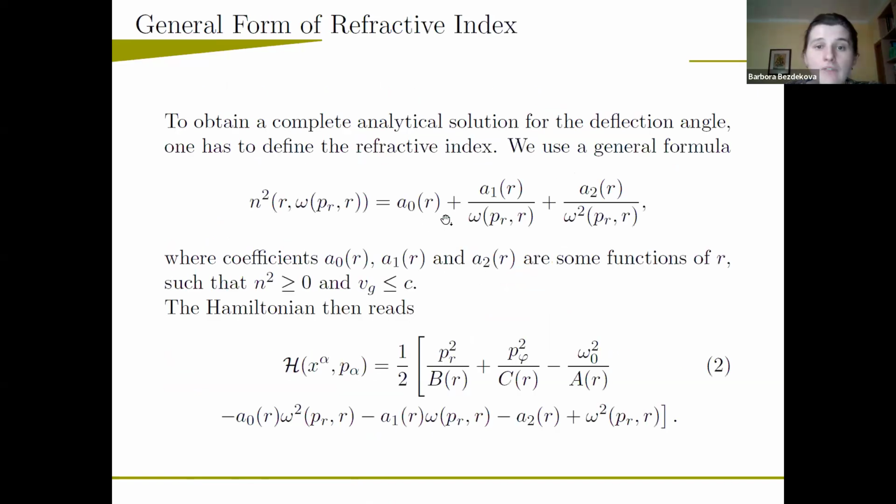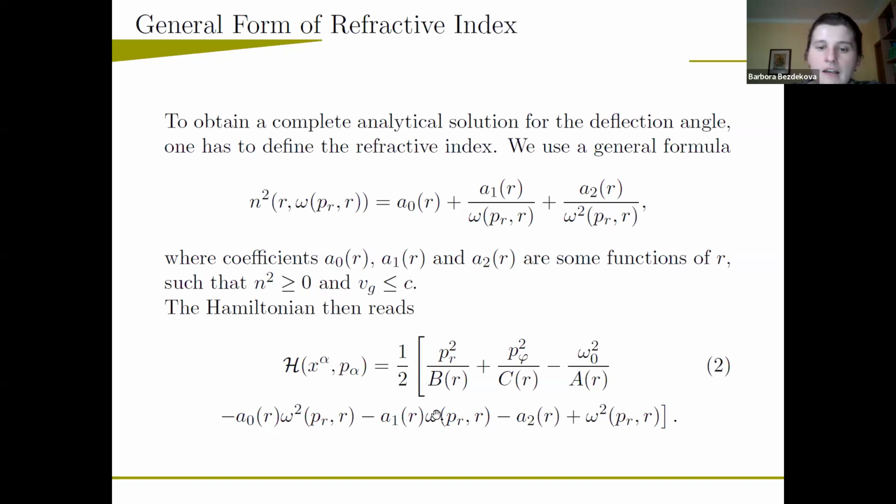So for this reason, I will introduce a new refractive index, which is very general. It is just a function of omega, the wave frequency, which I know, and some functions A0, A1, and A2. I just want to say that the refractive index squared has to be non-negative, and the group velocity has to be lower than or equal to the speed of light. If I assume all these things, I can then plug this form for the refractive index into the Hamiltonian.